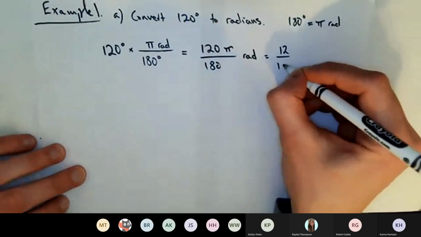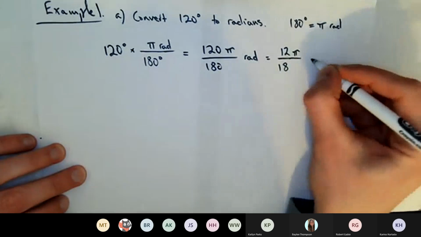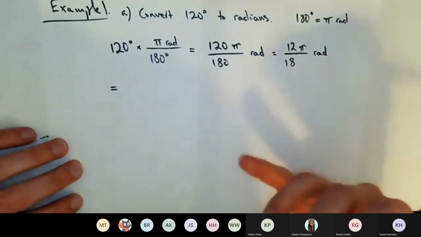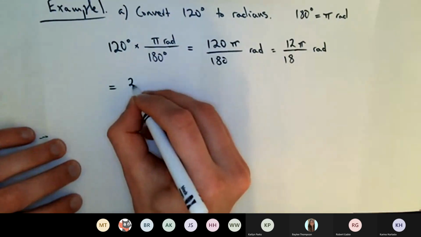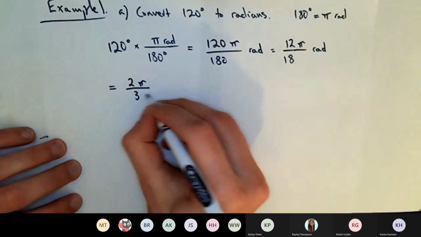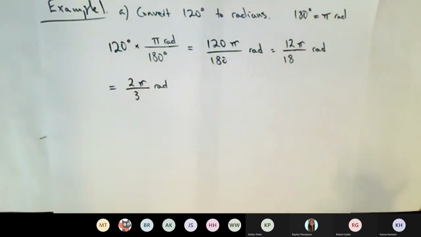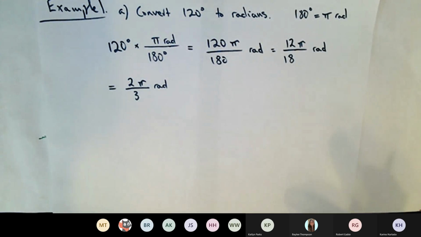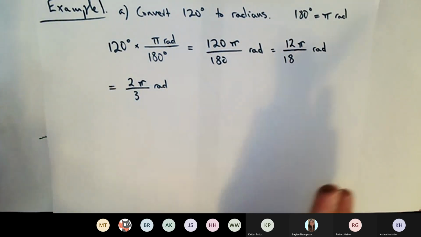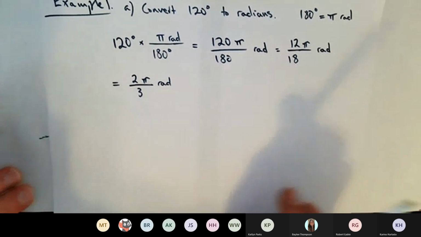Easiest thing right off the bat, get rid of that extra power of 10. I'm just stuffing that pi up in the numerator. 12 over 18, can pull a 6 out of both, leaving me with a 2 pi on top. So the pi just carrying along, pull a 6 out of the bottom, I'm left with a 3. There we go. So 120 degrees is equal to 2 pi over 3 radians. If you wanted to approximate this answer, you could plug this into the calculator, but this is a good answer. It's an exact answer.